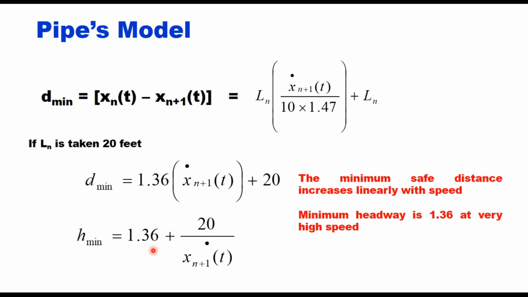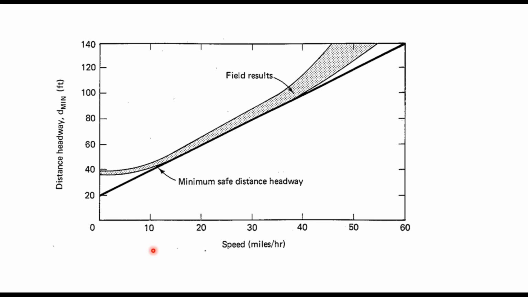Now the problem with this model is that the results of this does not match with the field results. This is the minimum safe distance which increases linearly with the speed, and these are the data which are obtained from the field. So you can see here that this Pipe model deviates at very low speed and very high speed.